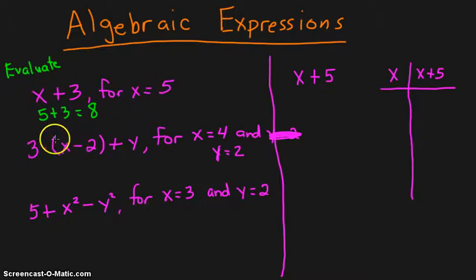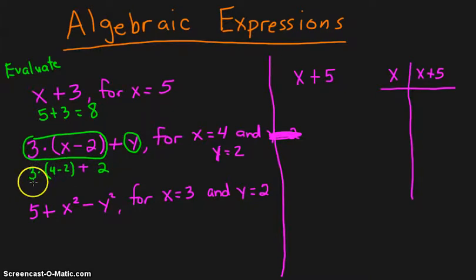Alright, so we can move down to the second. We have 3 times parentheses x minus 2 parentheses plus y. I'm going to circle the two terms. I didn't on the first one since it was easy, but in this case I did. So we're going to replace x with 4, so I'm going to rewrite it as 3 times parentheses 4 minus 2 parentheses plus the y is just going to be 2. This one we need to simplify.